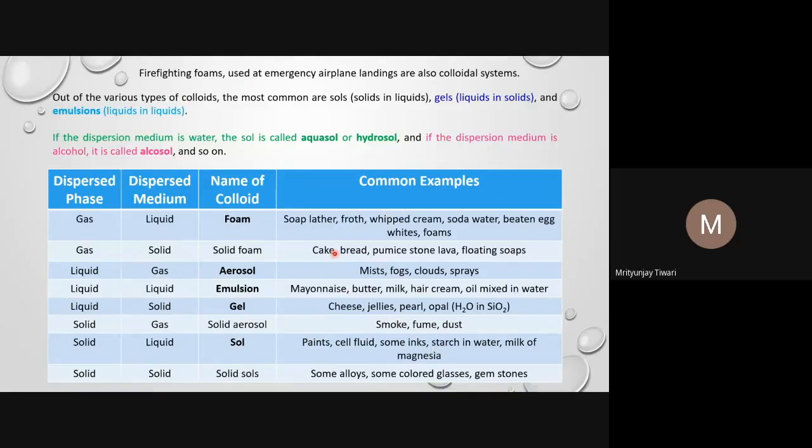Now we will see all eight types of colloidal systems, depending on the different dispersed phase and dispersion medium.